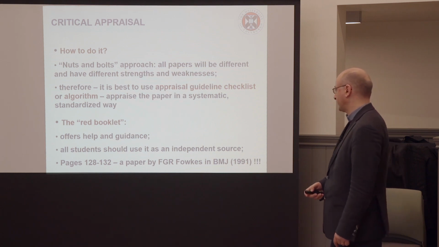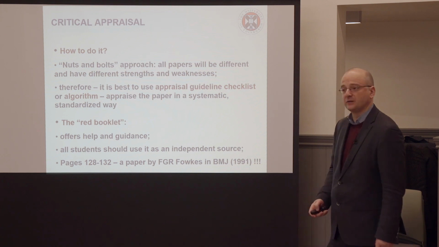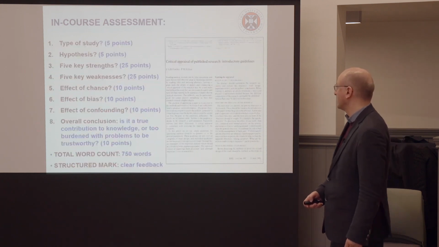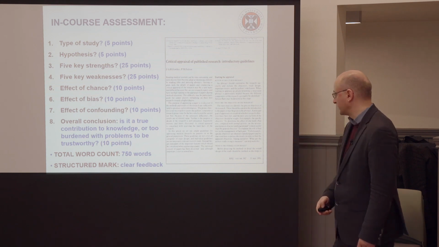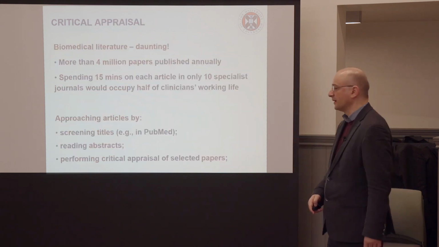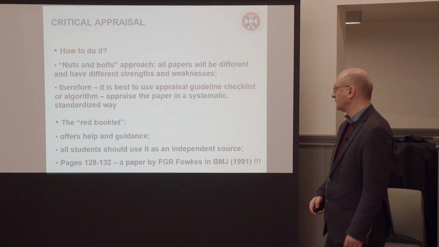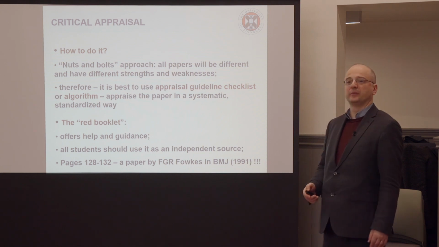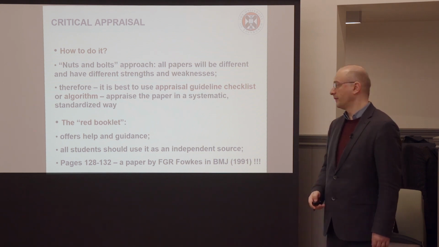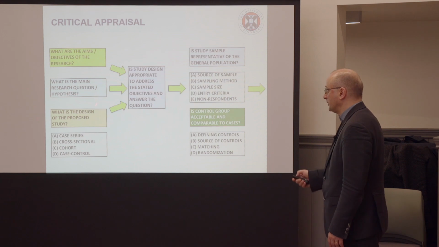All students should use it as an independent source, and on pages 128 to 132 you have a paper by Professor Jerry Fowkes in BMJ from 1991, Critical Appraisal of Published Research, Introductory Guidelines. That paper is very useful because it takes you step by step through how you appraise a paper when you're a reviewer. So this is how you do it.